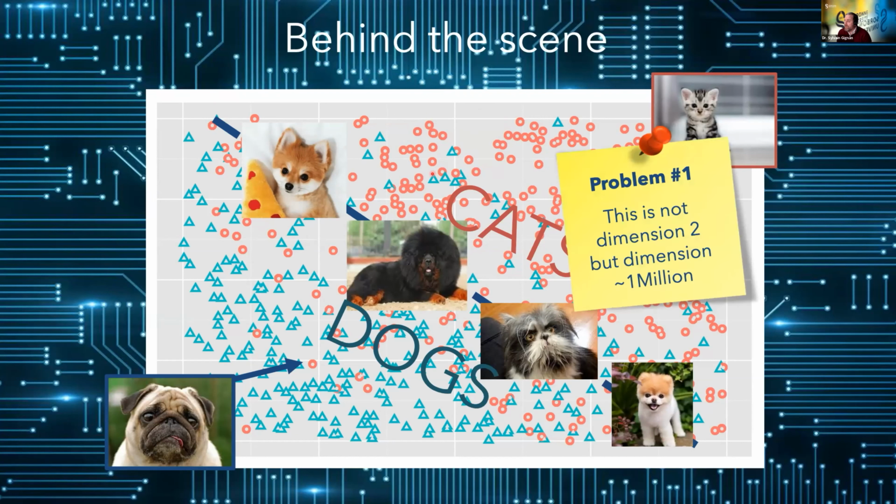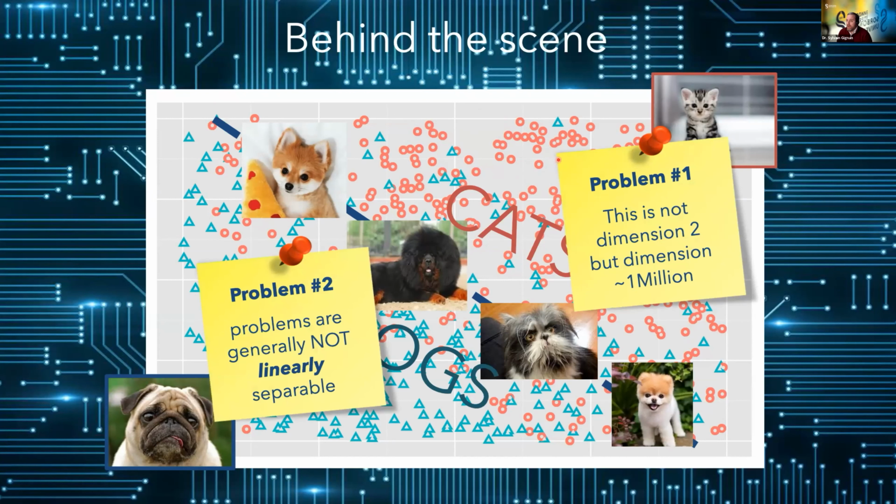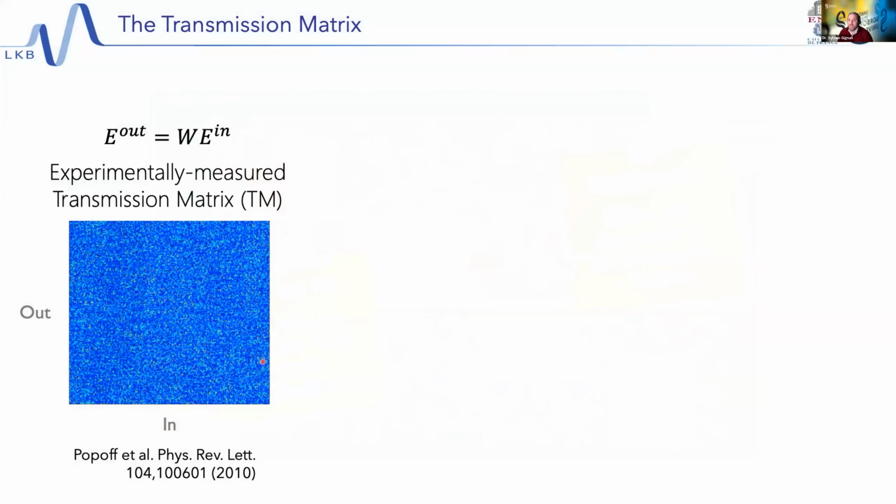And there are two problems. The first one is it's not dimension 2 as I represent here. It's in huge dimension, typically 1 million for images. And also it's not always a linearly separable problem, which makes it difficult. So how does the optics come into play there?